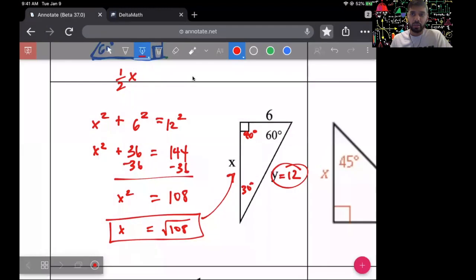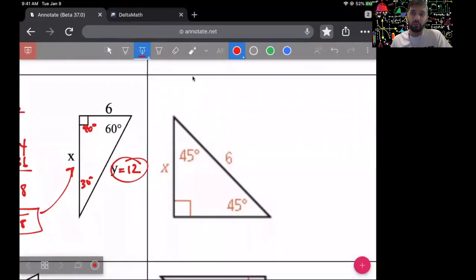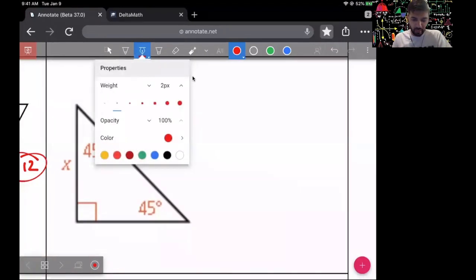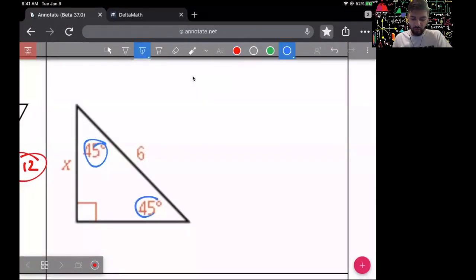Okay, let's try a different example with the 45, 45, 90. So over here, we know that these two angles are 45 and 45. So that means that this last right angle is obviously 90 degrees. Now what we need to think about is, what are the two leg lengths? Since this is a 45, 45, 90, this is an isosceles triangle. These two legs are the same length. So that means that both of these have to be x. This is already labeled x, this is already labeled x. The hypotenuse is 6. I need to figure out what x is here.